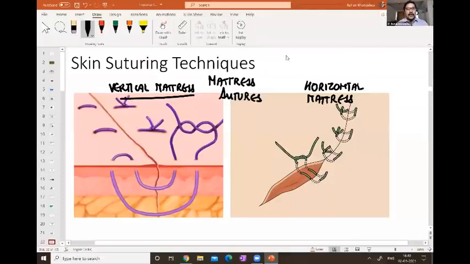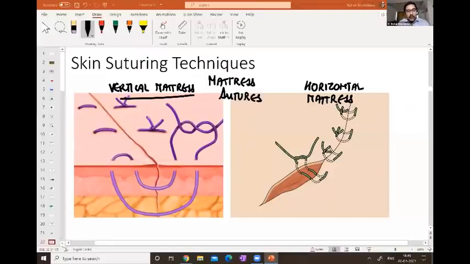They both help in eversion of the skin edge, which is what we want in skin suturing. Also, both these are hemostatic in nature.